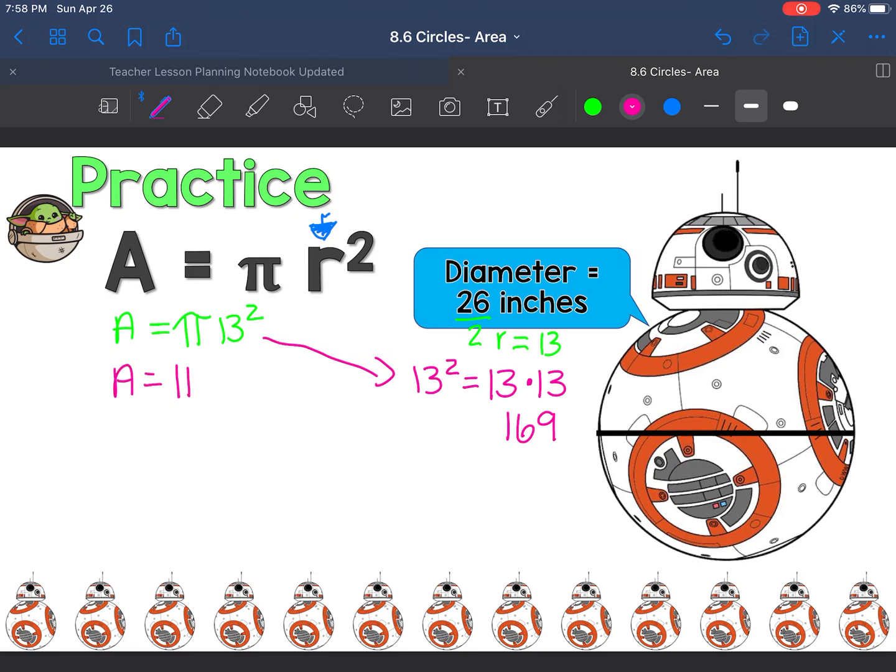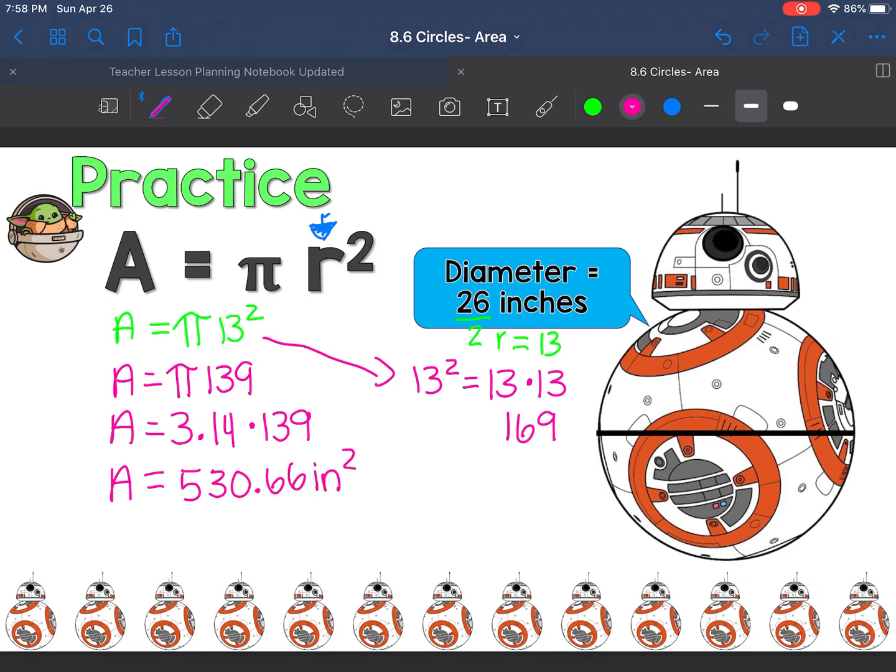Area equals pi times 169. I'm going to write my numbers for pi, 3.14 times 169. And I'm going to jump on my calculator and calculate that. And it's going to give me an area of 530.66 inches squared. So not too bad, right?